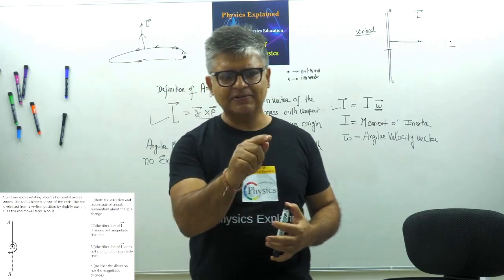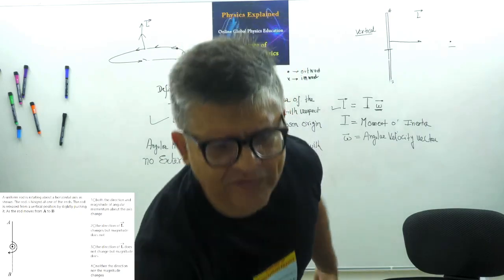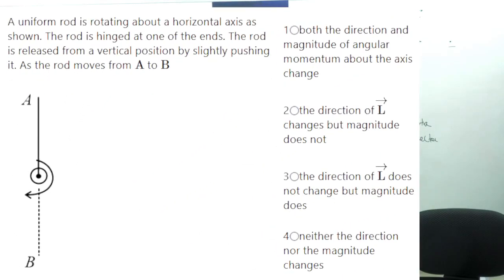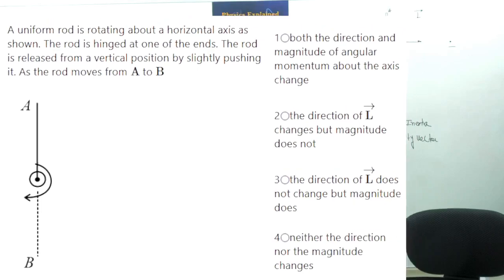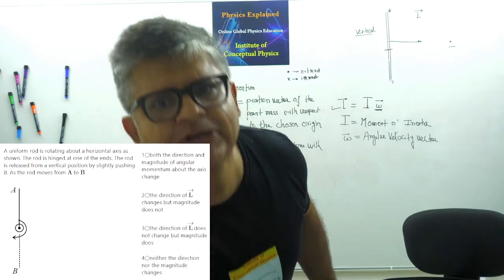So you can select the appropriate answer. You can read the answer carefully. You can go back and increase the size of the question. I will just do it for you. You can see the choices. Okay, so let's see the choices, right? All right, answer 3. The direction does not change, but the magnitude changes.